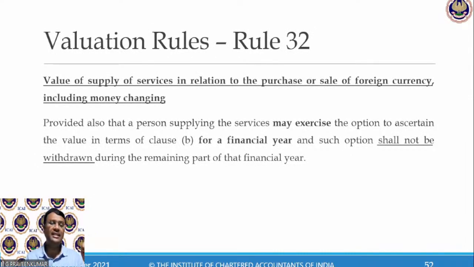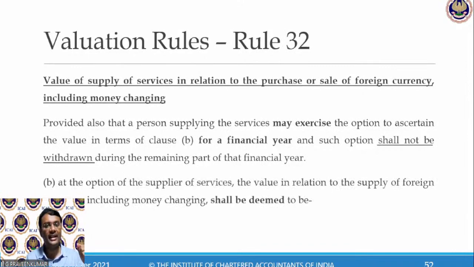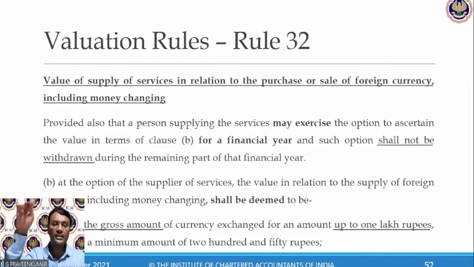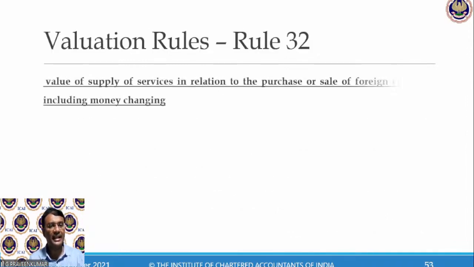Sir, I am not happy with this. So they have come with a mechanism where you exercise this option at the beginning of the year, a simple mechanism. They say 1% of the gross value exchanged, up to 1 lakh rupees, with a minimum of 250 rupees. 90% of authorized dealers, like travel agents, adopt this equation because it is the easiest formula to apply. So you pay 1% of the gross amount exchanged, up to 1 lakh rupees, subject to a minimum of 250 rupees.